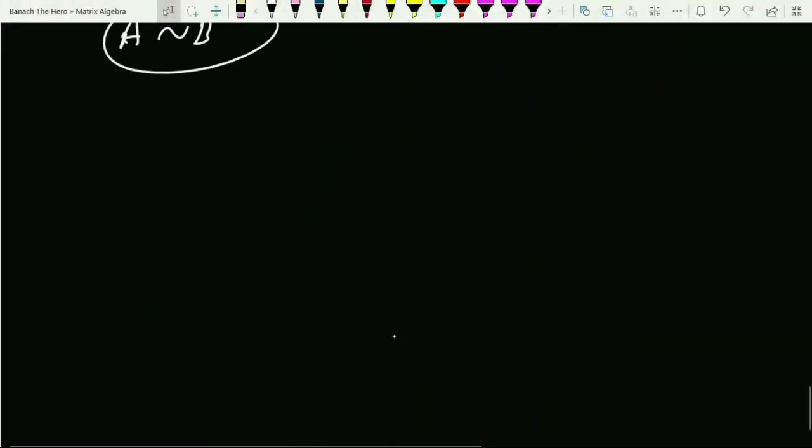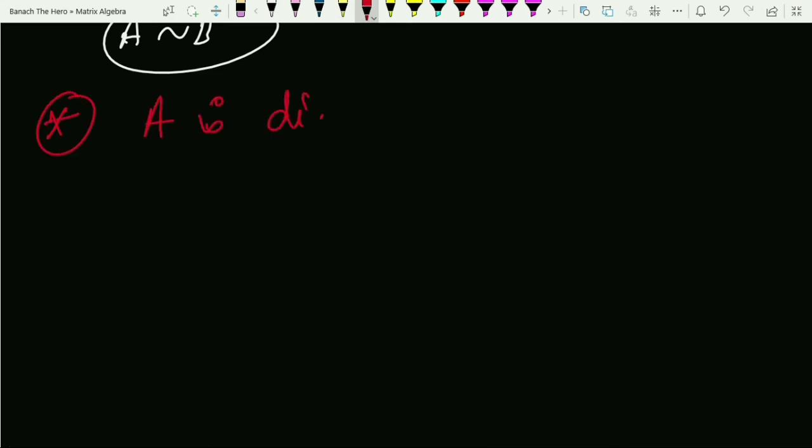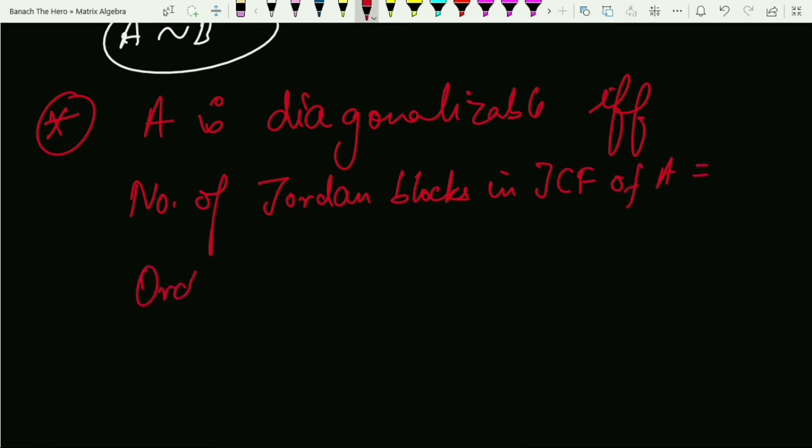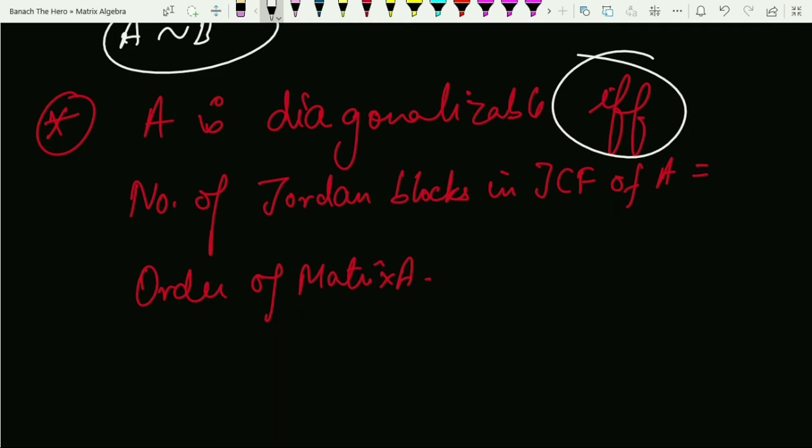So let me write the result for the sake of completion. The result says A is diagonalizable if and only if the number of Jordan blocks in the Jordan canonical form of A is equal to the order of matrix A. So that is the beauty of this Jordan canonical form, that using the concept of Jordan canonical form, you can also comment on the diagonalizability. And mind it, it is if and only if. So again, a very, very strong result.